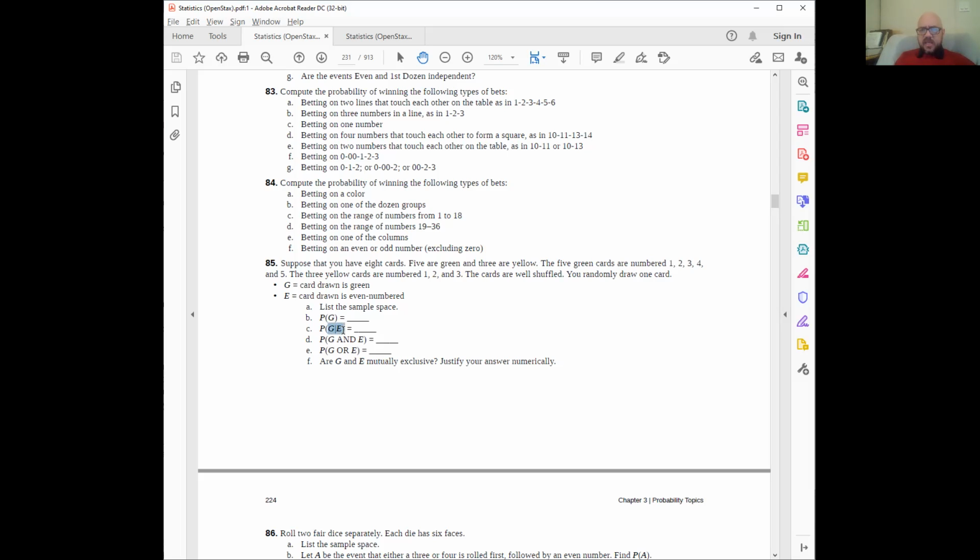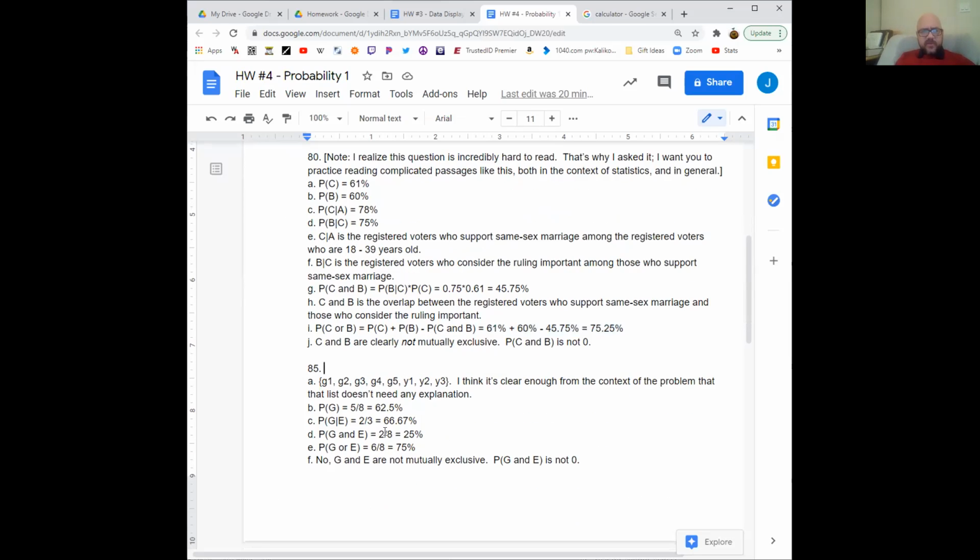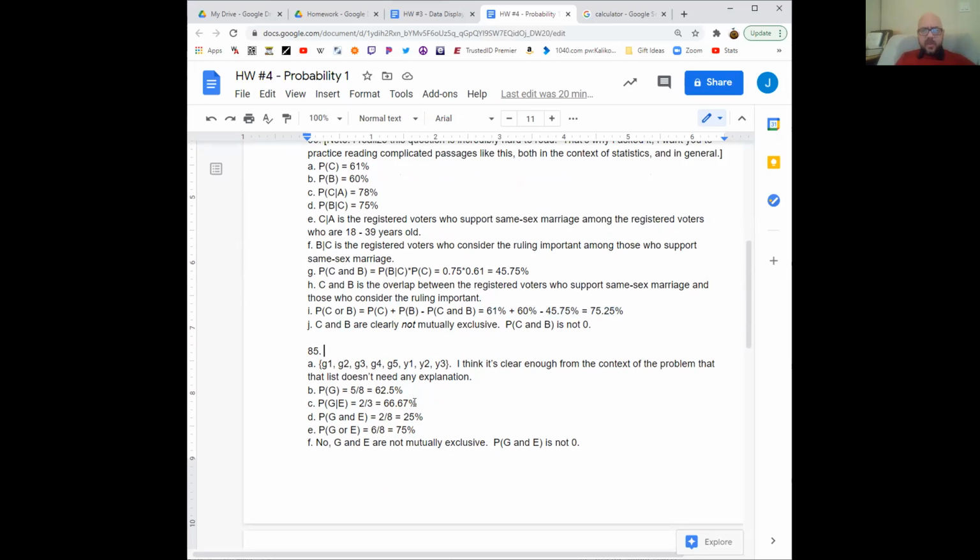The probability of G given E, so that is the probability of drawing a green card given that the number is even. I'm going to flip back to my answers here so that I can explain more easily why I've done that. The probability of G given E is 2/3. The given E means that we are restricting ourselves to just even cards, right? There are two even green cards, G2 and G4, and 1 even yellow card, Y2. So among those 3 cards that we are restricting ourselves to, 2 of them are green, G2 and G4. So I get 2/3 or 66.67%.